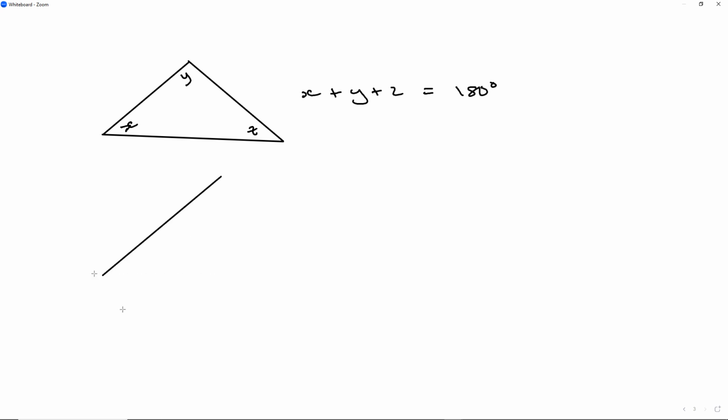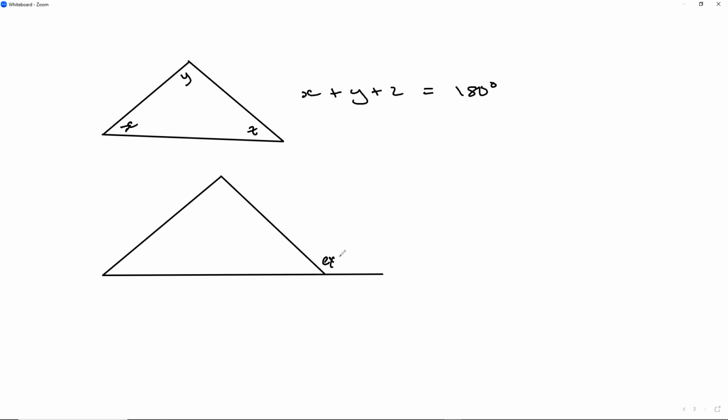So when it comes to triangles, we know that interior angles of a triangle add up to 180 degrees. All right. So that means if I've got x, y, and z, x plus y plus z equals 180 degrees. And another thing is, if we extend one of the sides of a triangle, we end up with what is known as an exterior angle.